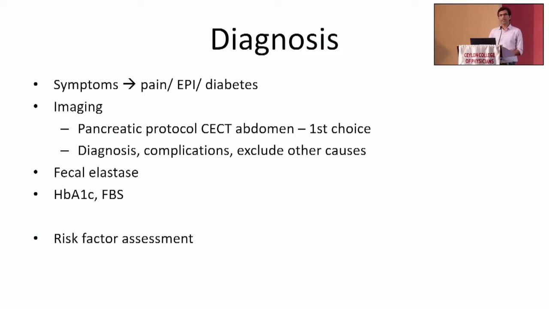So the contrast enhanced CT scan of the abdomen with pancreatic protocol is the first line investigation of choice for the diagnosis. It's also important to identify complications and exclude other differential diagnoses such as other GI malignancies. At the time of the diagnosis, you also have to investigate for the presence of pancreatic exocrine insufficiency and pancreatic endocrine insufficiency. And after confirming the diagnosis, a thorough history and examination followed by investigations has to be done to identify particular risk factors, because the modification of risk factors is an important component in the management.